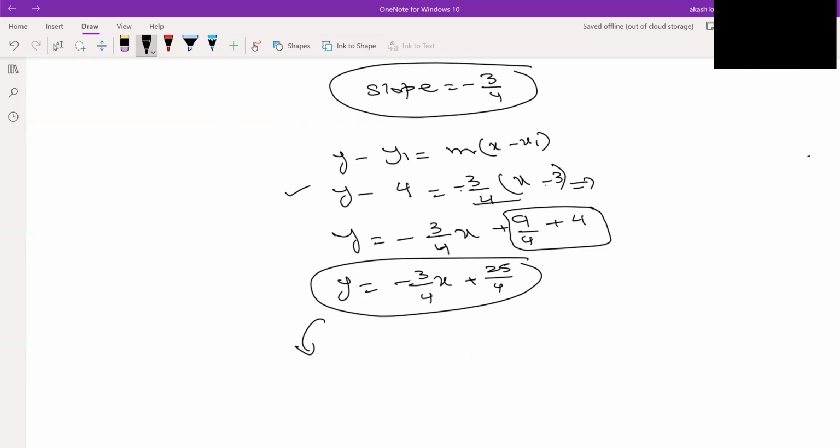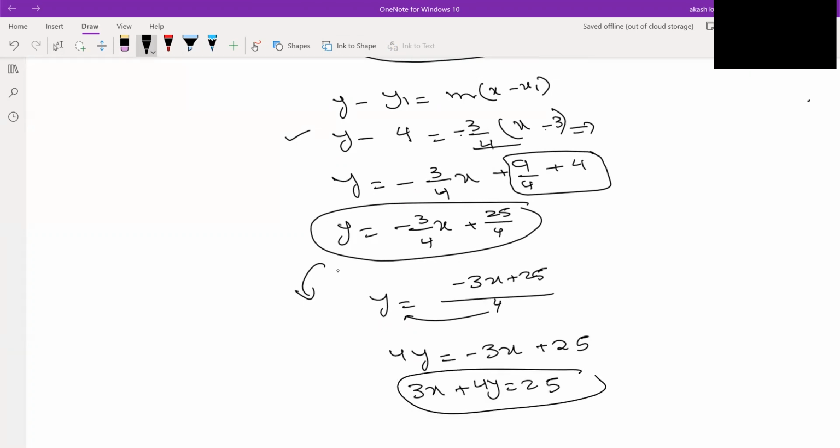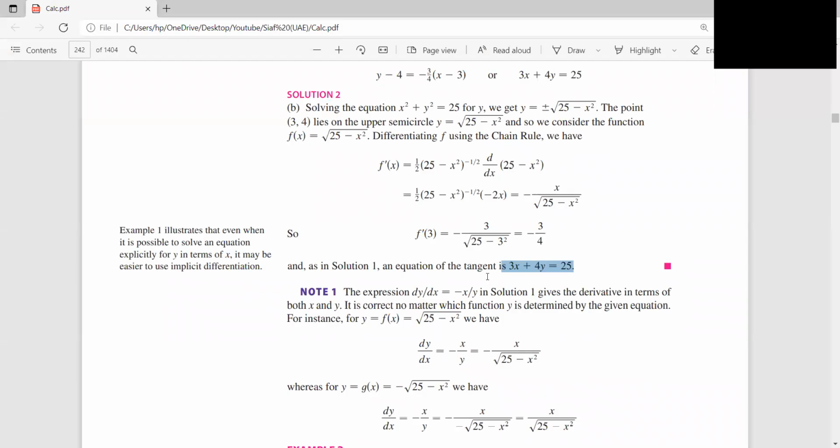Yes. Okay. Now y equals minus 3x plus 25 divided by 4, because the denominator is the same, so we can write it like this. And multiplying the 4 with y, 4y equals minus 3x plus 25. So it becomes 3x plus 4y is equal to 25. This is the answer in the book. Even if we complete our solution at this point, it's okay, even if we don't multiply the 4 with y and write the answer in this form. 3x plus 4y is equal to 25. This is the solution.